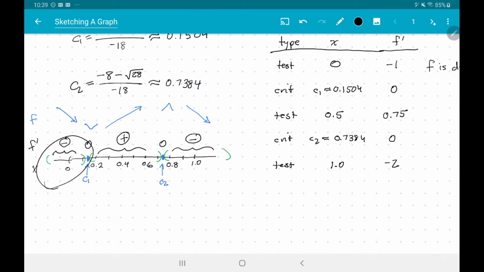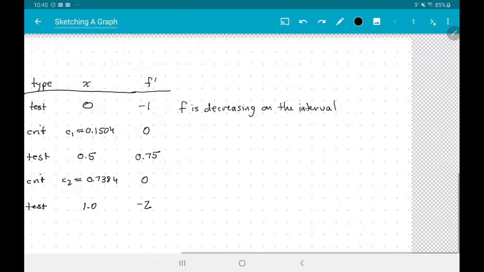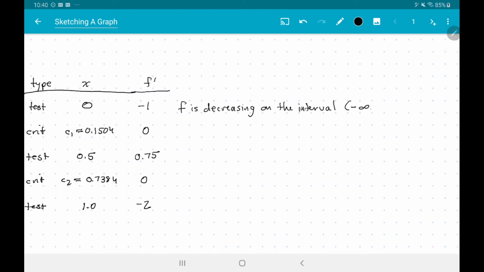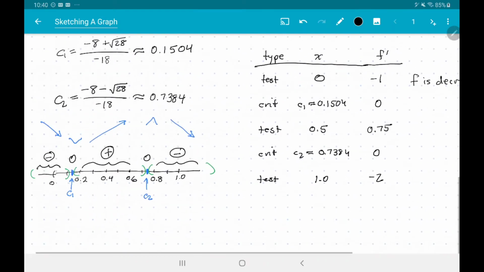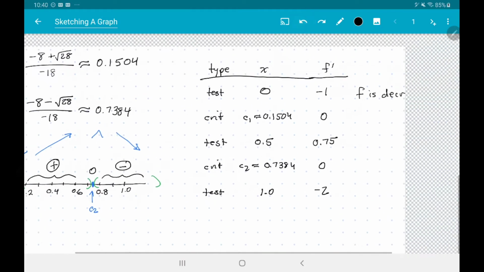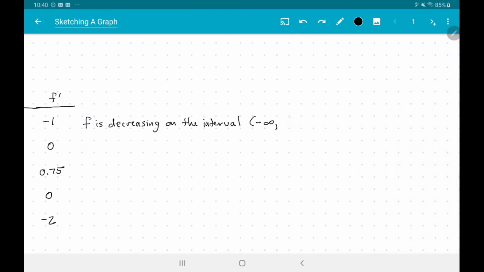This first interval goes from all the way to the left up to that first critical number. In particular, it goes right past the test number. All the way to the left, that means we should write negative infinity. And then up to the first critical number means that what I should write here is negative 8 plus square root of 28 over negative 18. You could also write it in simplified form, but the homework will ask for an exact formula. It won't let you enter a decimal.